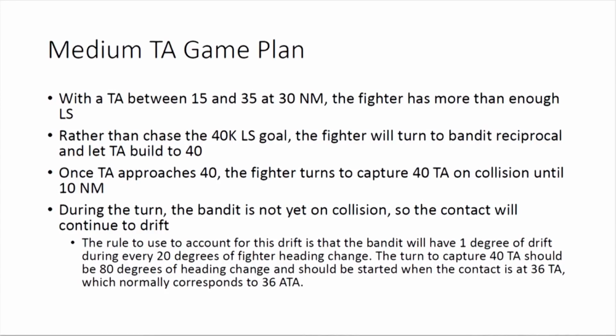So all we're going to do at this point is turn to the bandit's reciprocal. And we're going to watch that target aspect build. It's going to build to 40 degrees of target aspect, and then we're going to turn in at 40 degrees angle off and just ride that on into 10 nautical miles. If we started at 35 degrees of target aspect, that'll be a pretty short period of time. If we started with 15 degrees of target aspect, it'll take a little while for it to build to 40. But regardless, once we hit that 40 degrees of target aspect, we'll turn in, ride that 40 degrees of angle off into 10 nautical miles and then execute our conversion turn.